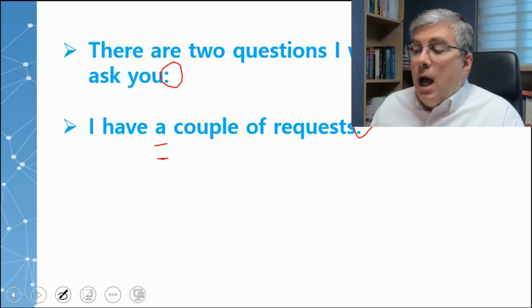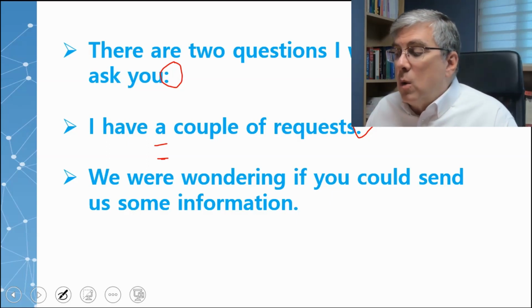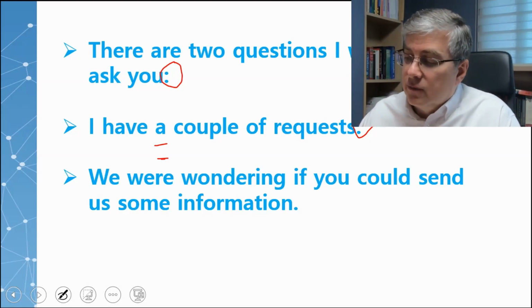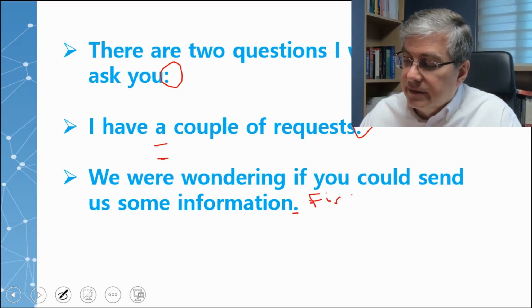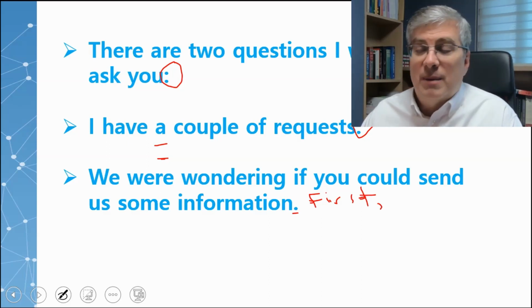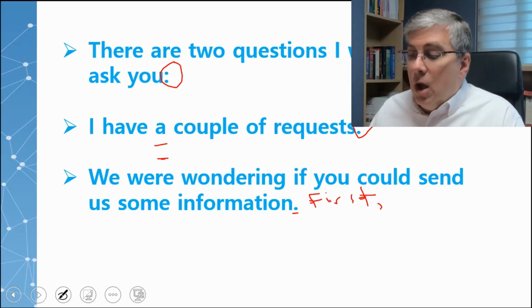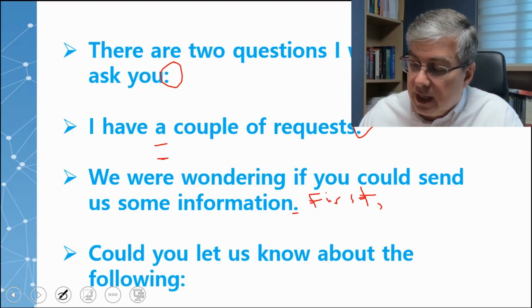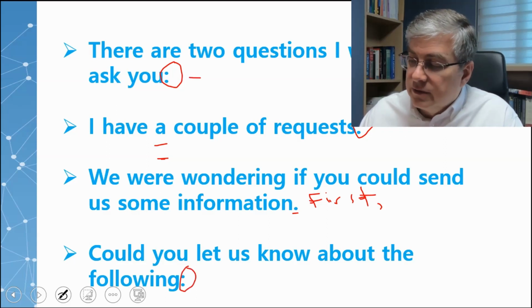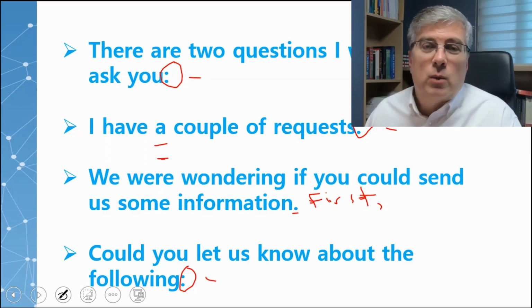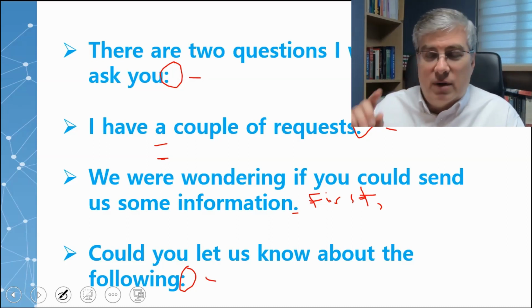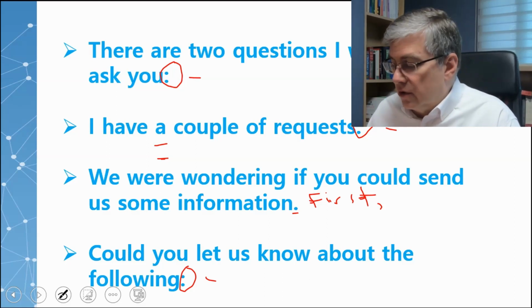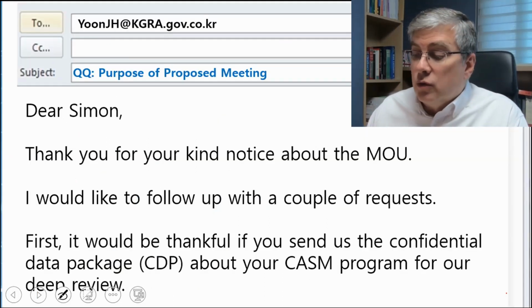Okay? Another expression you could use, "We were wondering if you could send us some information." Of course, you use a period, and then you could write "First," as the next sentence, first comma, and then say what the information is that you would like first. Finally, you could also say, "Could you let us know about the following?" And again, you use a colon. So in this one, and this one, you could follow those with a bullet list and just have number 1, first question, number 2, second question. In this case, I just wrote a new sentence.